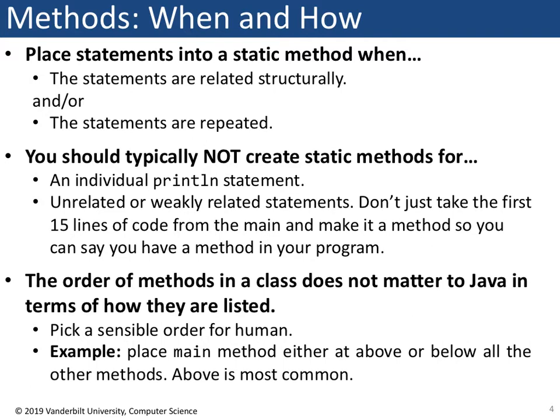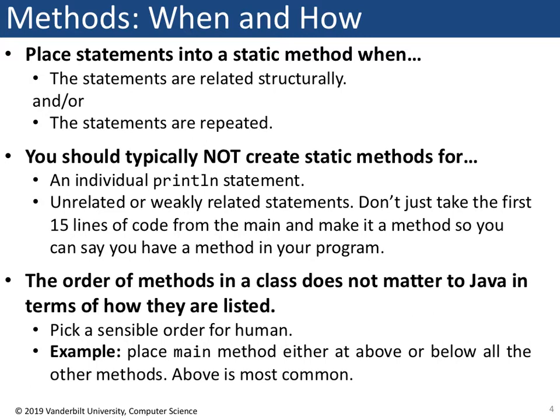So the example I used previously was if you had a 30-line main method and you simply wanted to clean up the main method and reduce the amount of code present, it would be incorrect to take the first 15 lines of code and put it into a method and then replace those 15 lines with a call to that method in the main program, simply because you wanted to clean up the code and make it appear more structured.